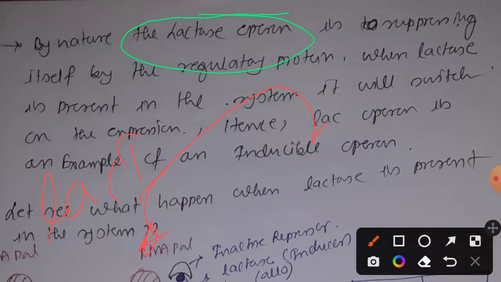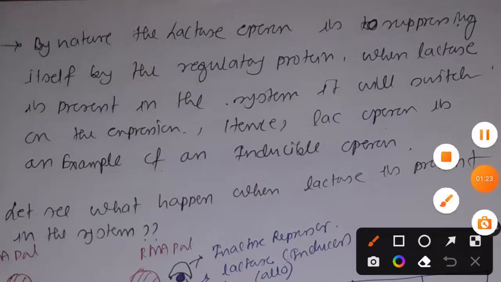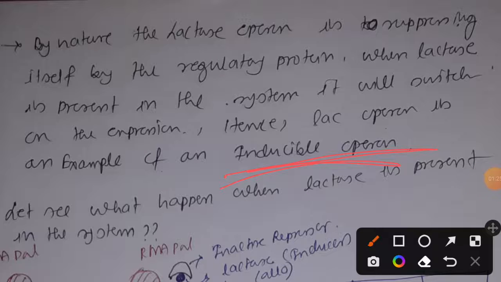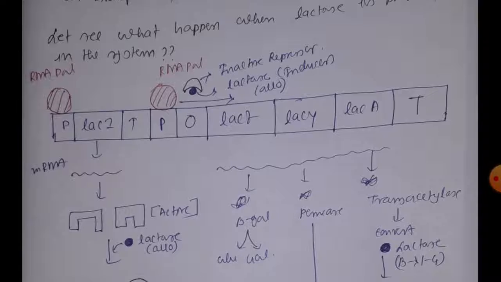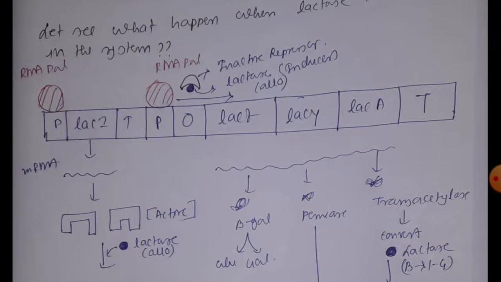Now, as it usually tries to suppress itself, right? So what can we say about the lactose operon? Because whenever lactose is present in the medium, it becomes induced and starts the lactose operon, right? So what can we say? We can say that lactose operon is an inducible operon. Okay, because it becomes induced when lactose is present in the environment. Now let's start the discussion about what is going on in case of positive regulation.